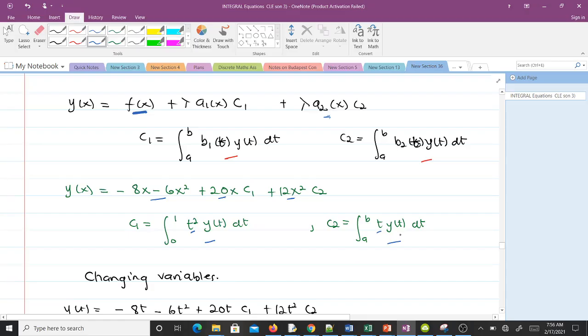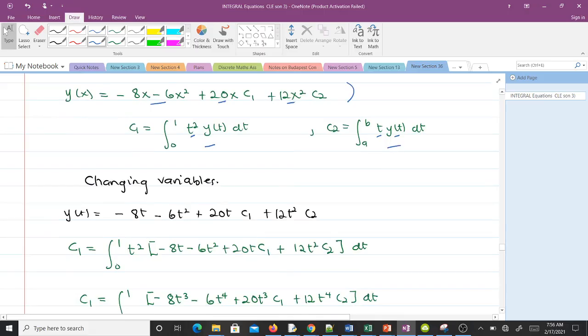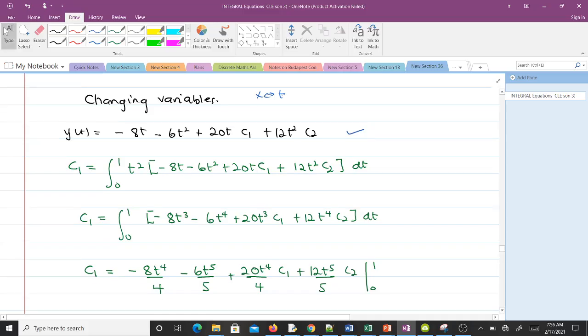So now we have to look for y of t to be able to solve for c1 and c2. Put them inside this and we get our solution. So that means we have to do change of variables. Okay, so we have to change our x to t. That will give us y of t will be equal to negative 8t minus 6t squared plus 20t c1 plus 12t squared c2. So now we can put them inside this to find c1, put them inside this to find c2. We get a system of linear equations and we solve them.